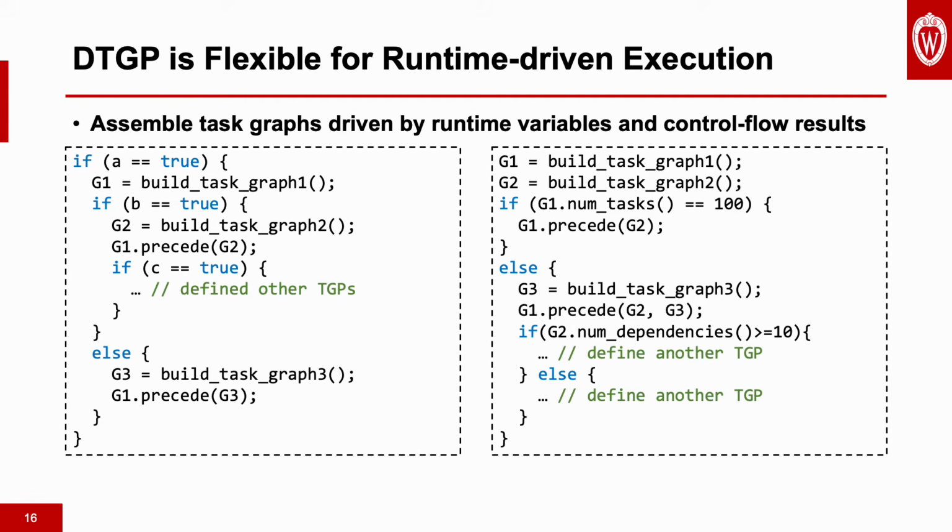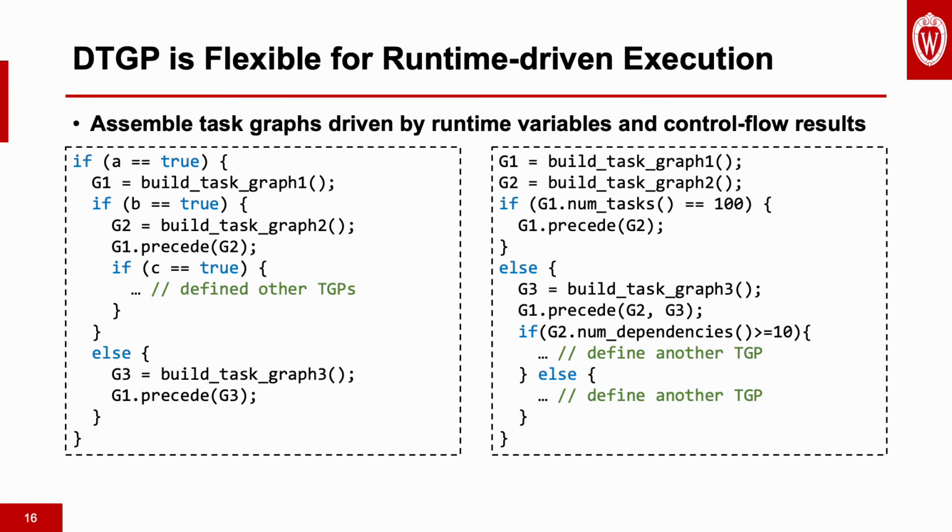One major advantage of DTGP is the flexibility for runtime-driven execution, meaning that you can flexibly assemble task graphs driven by different runtime variables and dynamic control flow results. For example, depending on the values of the variables A, B, and C over here, I can create a different task graph. If A is true, I will create a task graph G1. If B is true, I will create a task graph G2 that runs after G1. Otherwise, I'm going to create a different task graph G3 and make it run after G1.